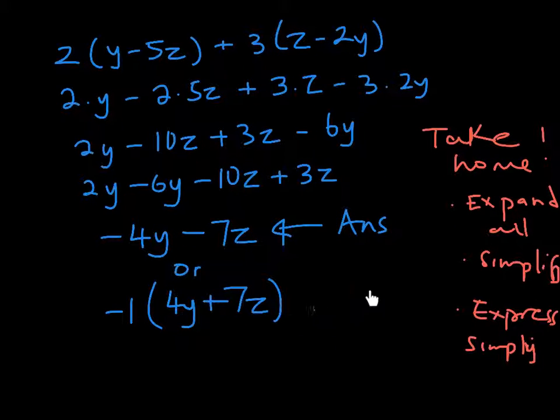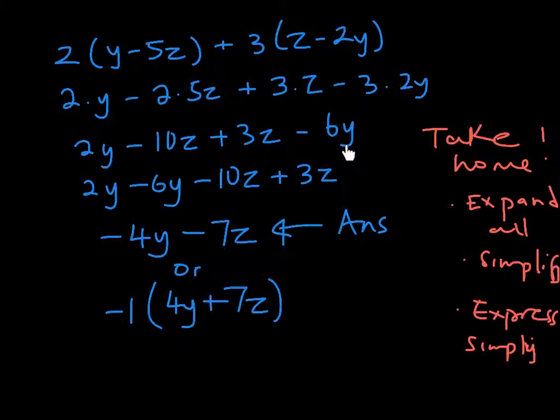And so the last question says 2 into y minus 5z plus 3 into z minus 2y. Okay, z is the same thing as z. British people call it zed, the Americans call it zee. Okay, so 2 times y minus 2 times 5z plus 3 times z minus 3 times 2y. So that's 2y minus 10z plus 3z minus 6y.